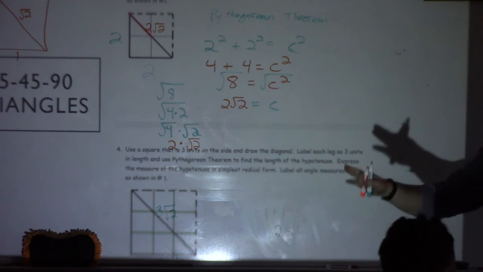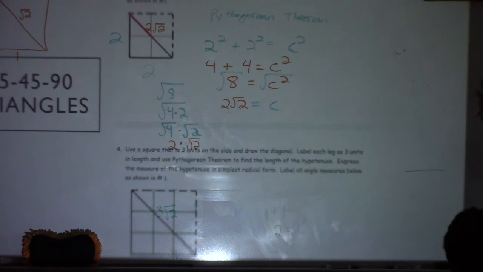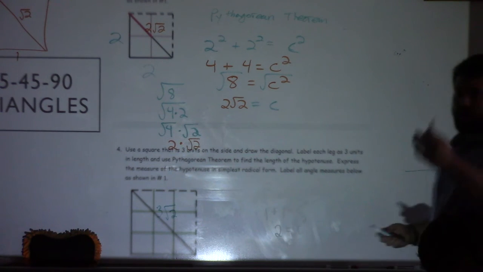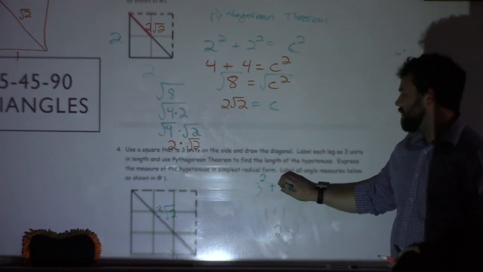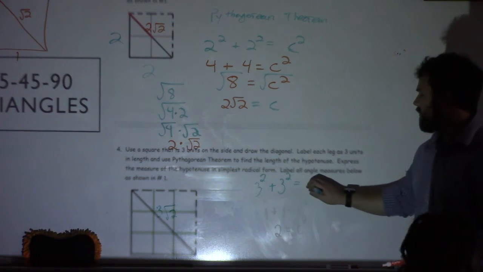Okay, so please notice, this is the truest sense of math. We have gotten some evidence, we made a hypothesis, now we need to do what with that hypothesis? Test it. How are we going to do that? By doing it. You start us off. You're right. 3 squared plus 3 squared equals C squared.